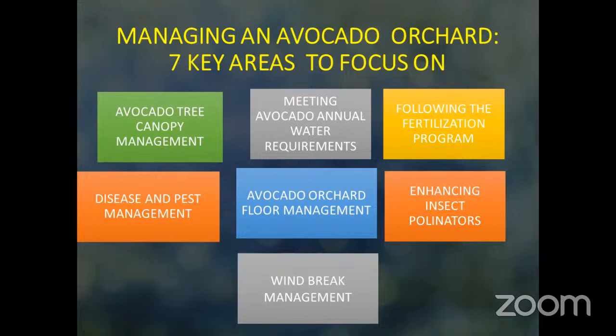The issue of pollination and understanding the type of the avocado. Is it a type A or type B? And the need to enhance bee population in the area. And of course, the place of the windbreak in avocado tree management, very critical.